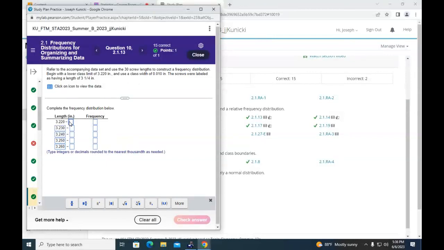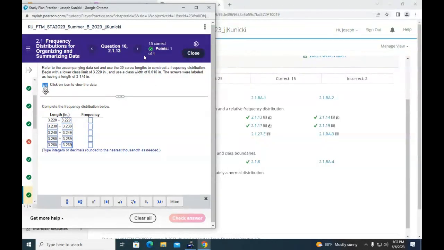Now, to the nearest thousandth, this has to be 3.229, because the next number is 3.230, so this has to be 3.229 for the width to be 0.010. So 3.229. And then I just add the 0.010, so I get 3.239, 3.249, and 3.259. And finally, 3.269.